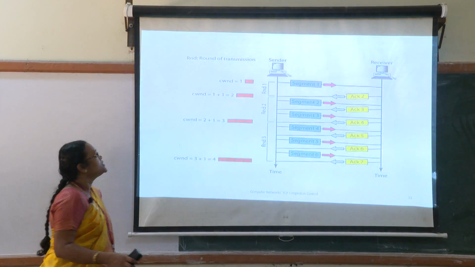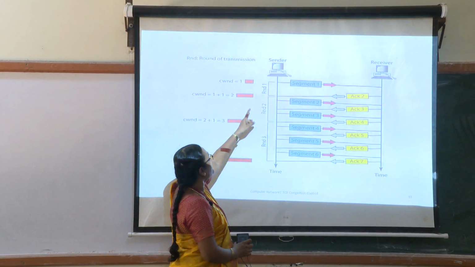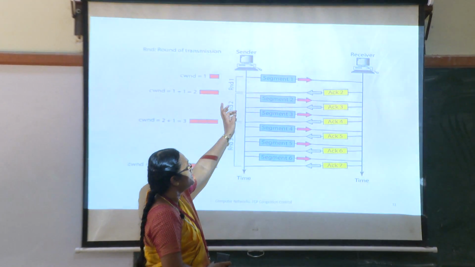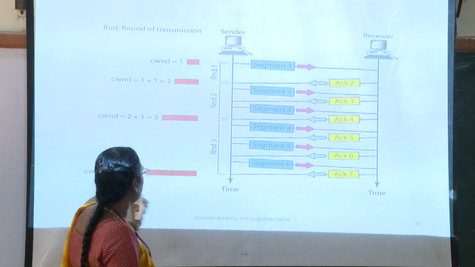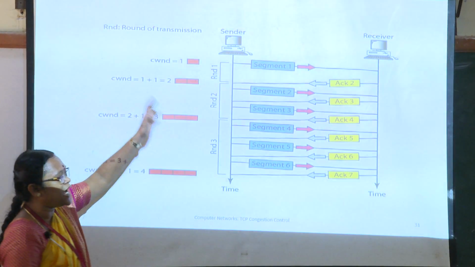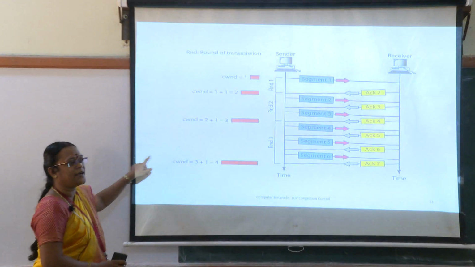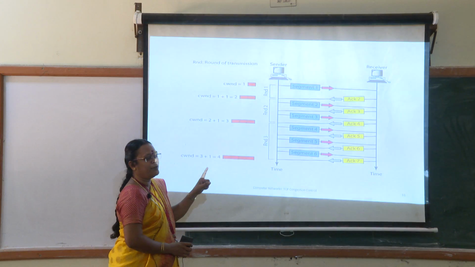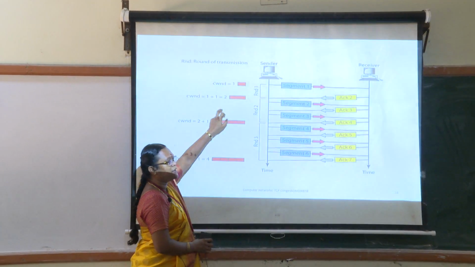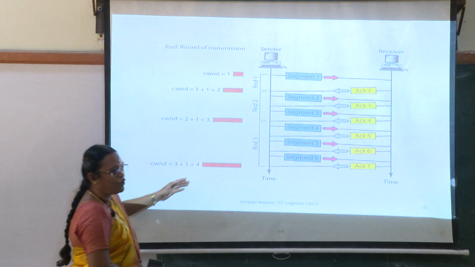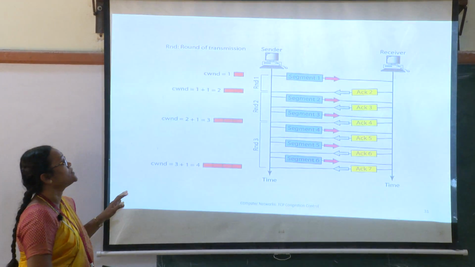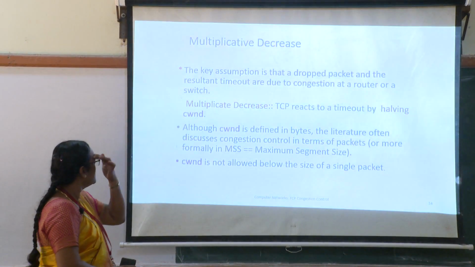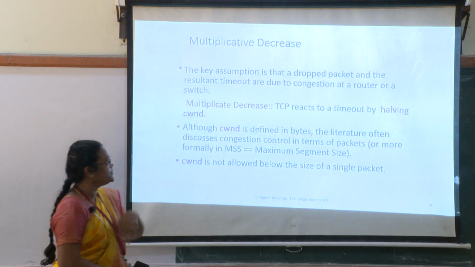Next. See here, I am going to send packet number 1 from sender to receiver, and I am getting the acknowledgement. Packet number 2, simultaneously I am getting it. So what happened? Initially I am going to add 1 by 1. Previously in the slow start method, it increased in terms of 2 power n. For the additive method, I am going to increase 1 by 1 only. So initially it starts with 1, then 2, then 3, then 4. If it goes on increasing, this is the method for additive increase. Next. This is your multiplicative decrease.